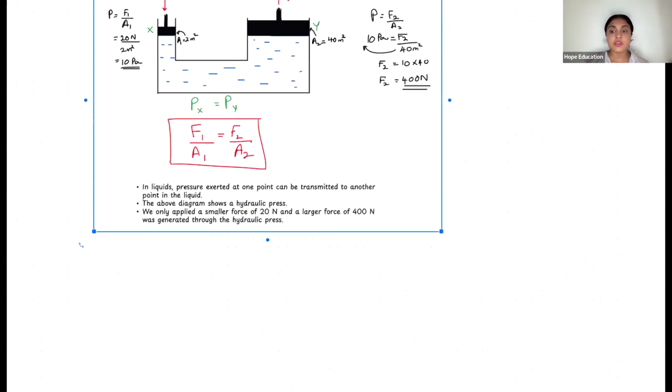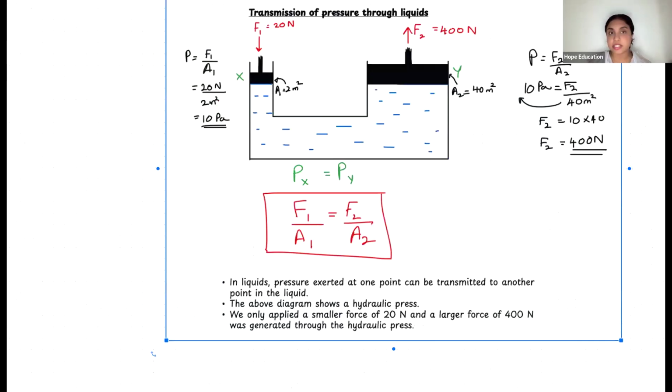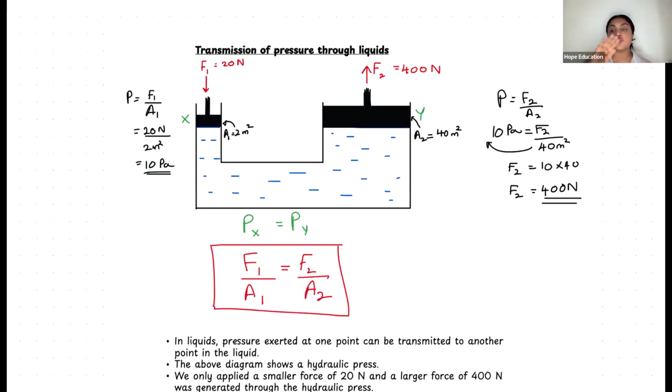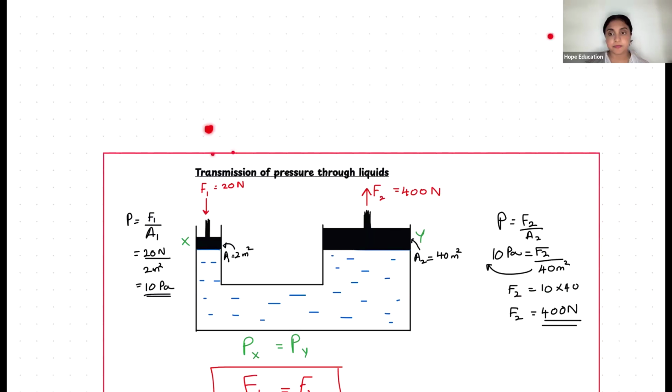Okay. So let's quickly revise on hydraulic press what we learned. The main point is that we give a small force to a small area, right? We are giving F1 which is a small force. It's only 20 newtons, right? To a small area which is just 2 square meters. And the pressure is generated there.